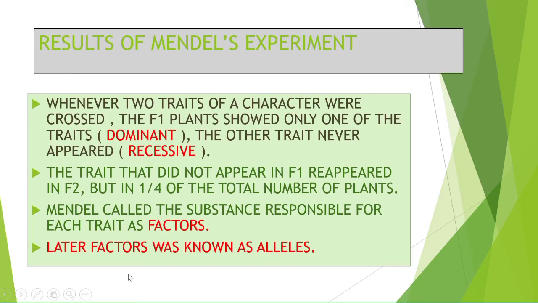When 2 traits of a character were crossed, the F1 plant showed only one of the traits. The other trait never appeared. The trait that did not appear in F1 reappeared in F2, but in 1/4 of the total number of plants. Mendel called the substance responsible for each trait as factors. Later factors were known as alleles.